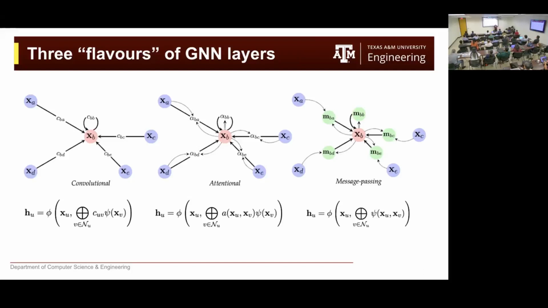I don't think this is very natural. This tries to simulate the convolution of images, but the coefficient here is not learned. You just cannot learn it because each node has a different number of neighbors, so this cannot be shared.